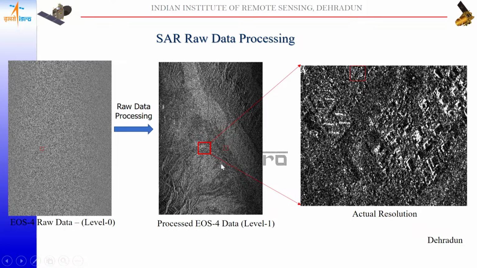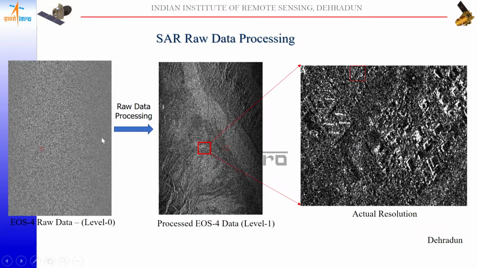You can see this is the raw data and this is the processed data from EOS-4. EOS-4 is our Indian SAR satellite, a follow-on of RISAT-1. It is called the Earth Observation Satellite 4. It was launched in 2022, and you can see the actual resolution of this image is around 3 meters.